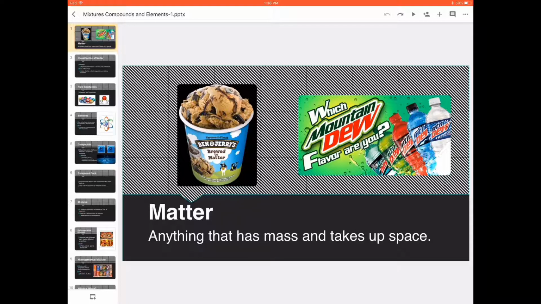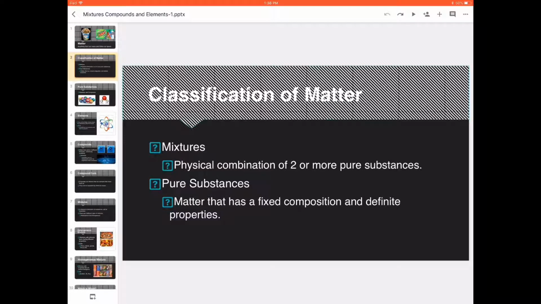So, matter. This is anything that has mass and takes up any kind of space. So, it could be the computer in front of you, the keyboard you're typing on, the drink you have next to you, the chair you're sitting in. It's anything and everything that has some kind of mass and takes up any kind of space.